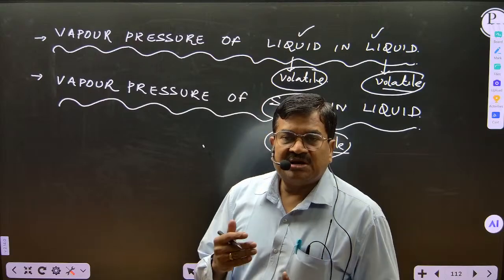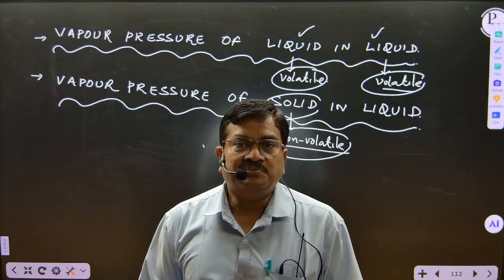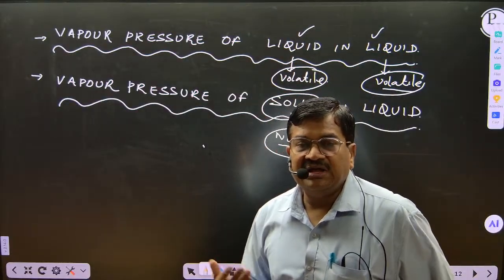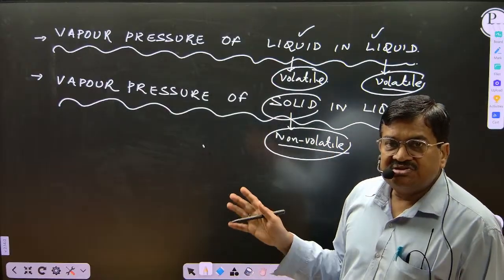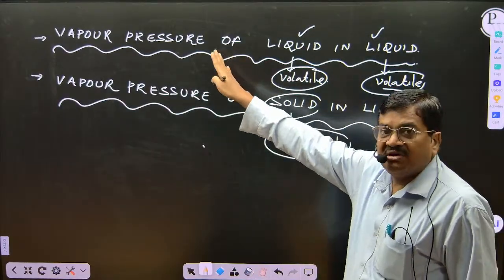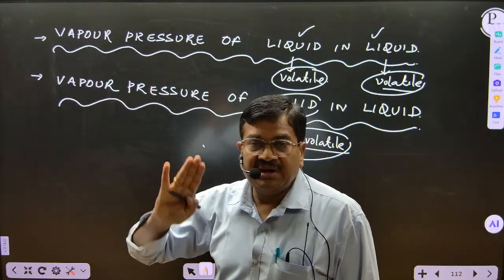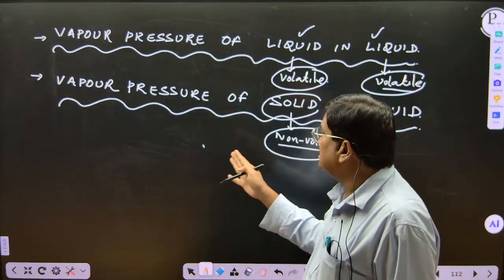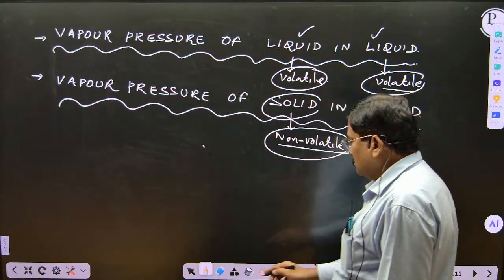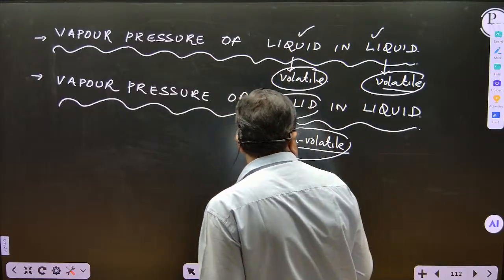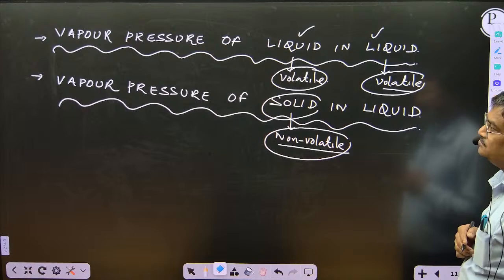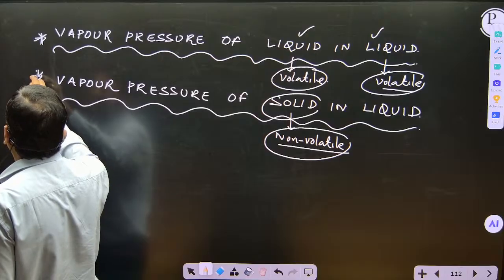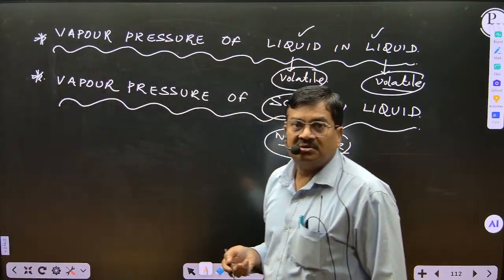Non-volatile means what? A substance that does not convert into vapor form. Volatile means a substance that converts into vapor form, like a liquid converting into vapor. Understood, students? Before going to the concept of vapor pressure of liquid in liquid or of solid in liquid, we have to discuss a few concepts. Copy this. These two are very important, students. Before going to these two concepts, there are a few terms we have to know.